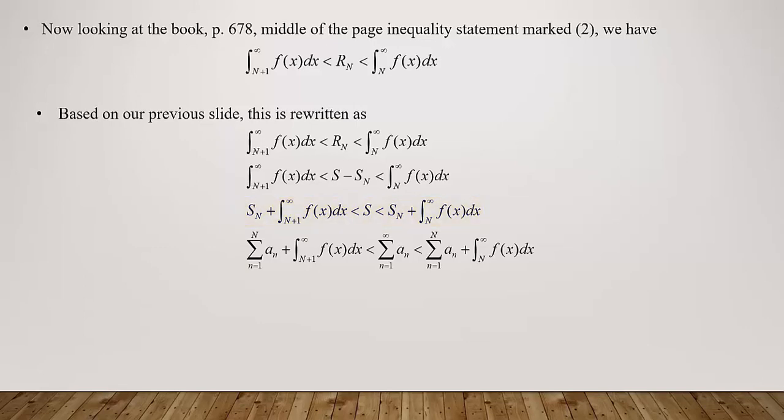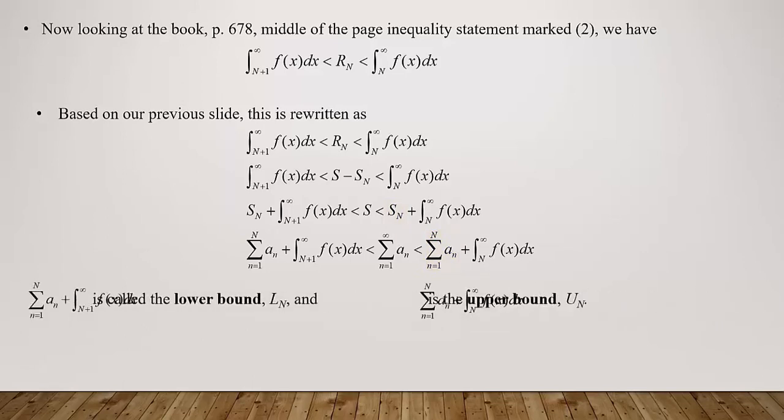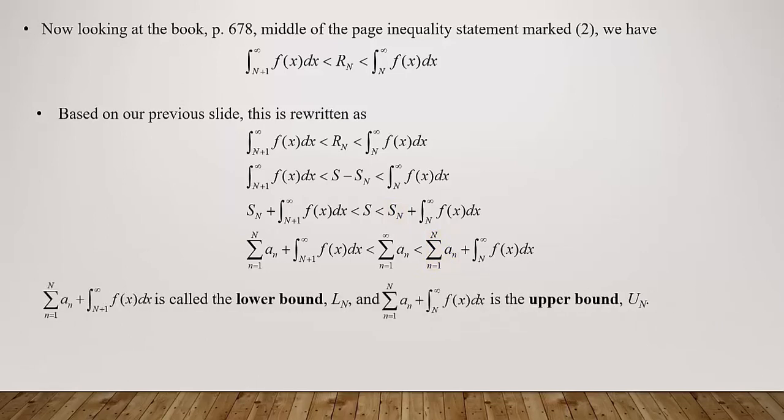And then, well, s sub n is the sum from n equals 1 to n of a sub n. And then we have plus the improper integral from n plus 1 to infinity of f of x dx. S, well, that's the actual sum of the series. And there's another s sub n, the nth partial sum. So if you look at that, there are some neat things here.